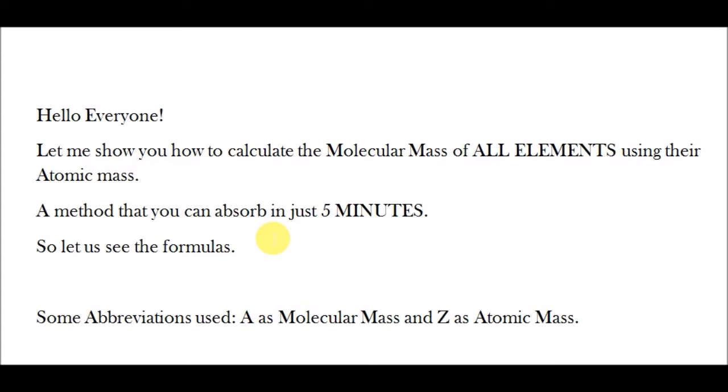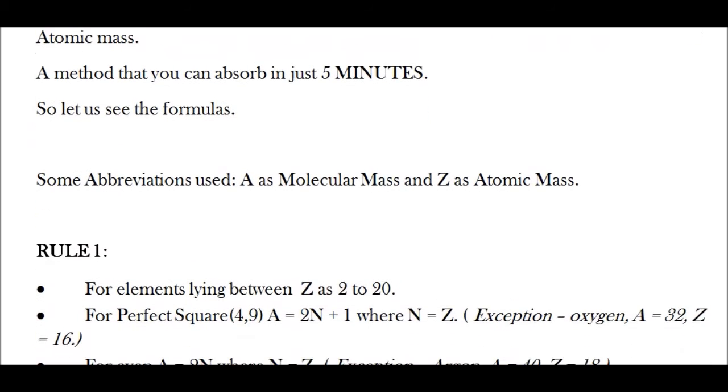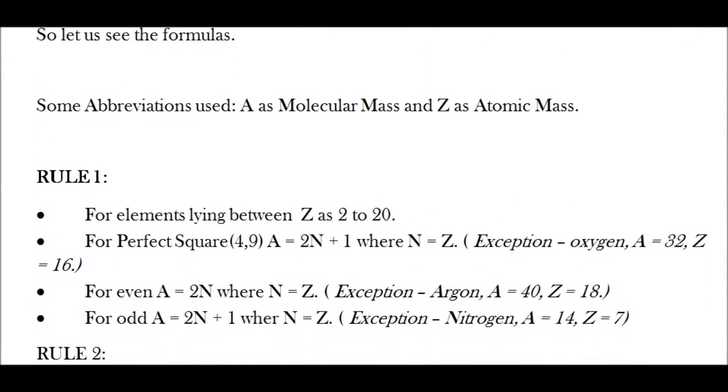Some abbreviations we are going to use in this video are A as molecular mass and Z as atomic number. I hope you already know that. So let's get started. Here's our rule number 1, for elements lying between Z as 2 to 20.